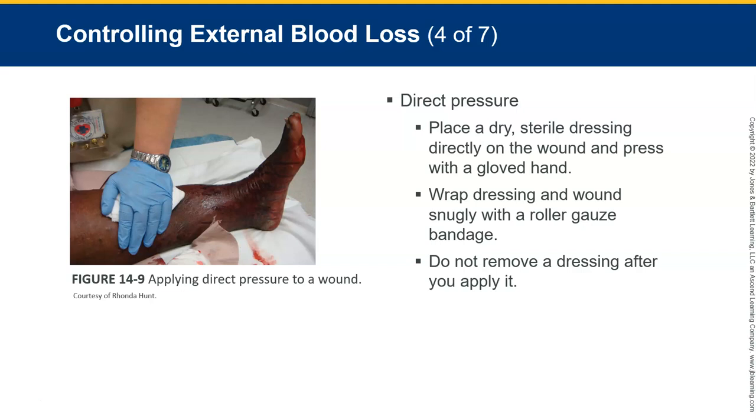Here's a picture of some direct pressure. Place a dry, sterile dressing directly on the wound and then press with that gloved hand. Once again, it's a gloved hand, right? Wrap the dressing and wound snugly with roller gauze to maintain direct pressure.